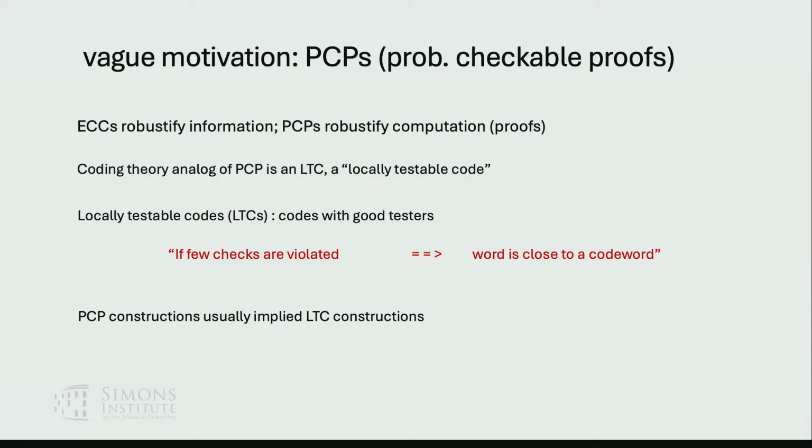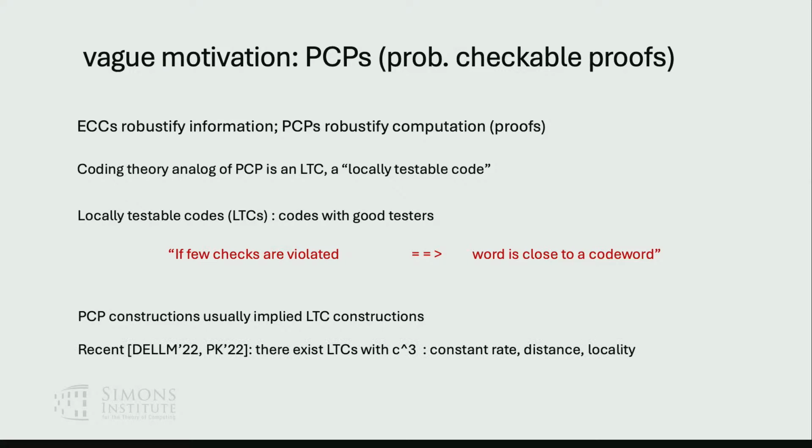And it used to be that the only constructions we knew of LTCs came together with constructions of PCPs. But this changed already several years ago, and it was still not known whether LTCs are codes that can have the same kind of properties as normal codes. Can they have good rate and good distance? And this was resolved recently, and now we know that we can have LTCs that have constant rate, constant distance, and testable with constant locality. So now we know that LTCs are like all normal nice codes that have only linear overhead.